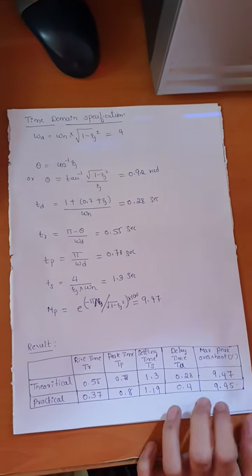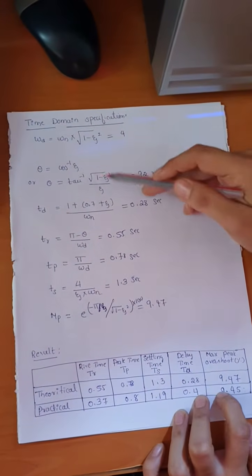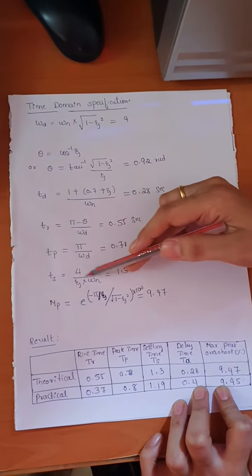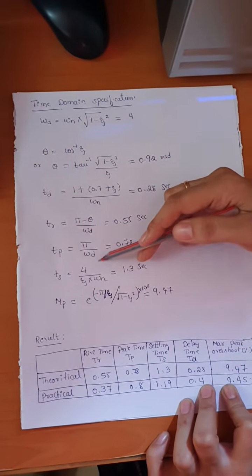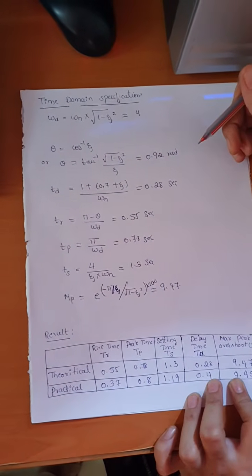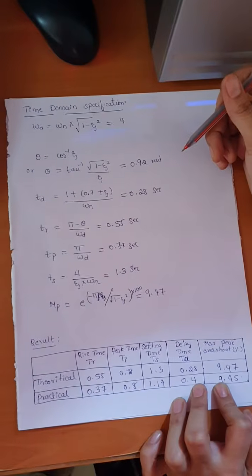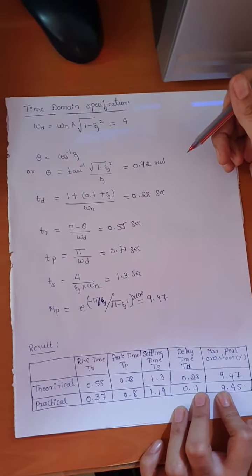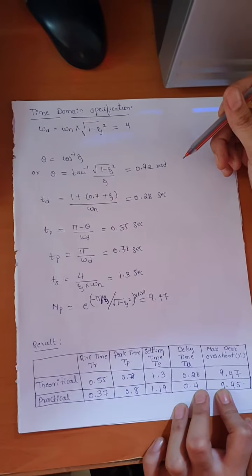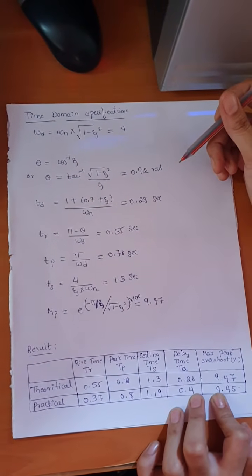So this is the time domain specification. These are all the equations for calculation of the rise time, delay time, peak time, and maximum peak overshoot. As in the graph, you have already seen the practical values of the rise time, delay time, peak time and the maximum peak overshoot. So those are your practical values. Then the practical values should be compared with your theoretical values.